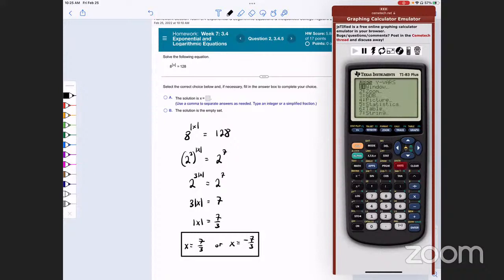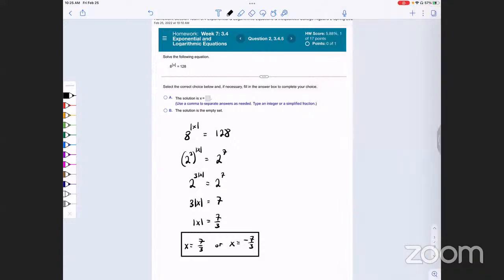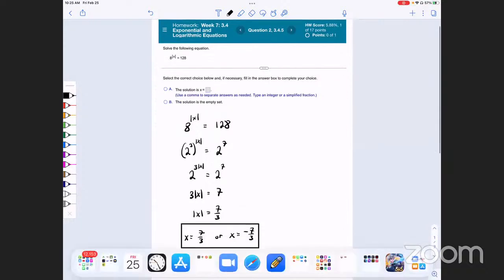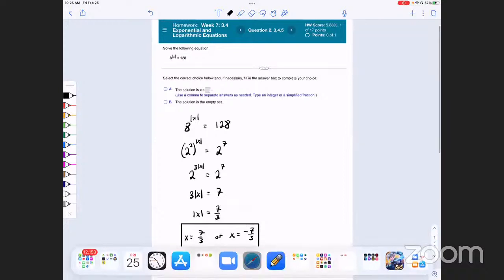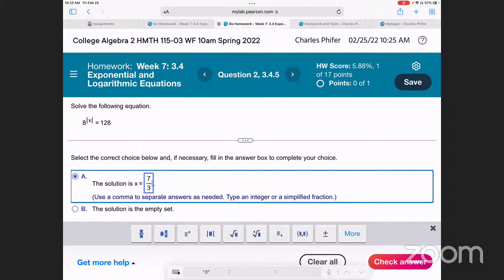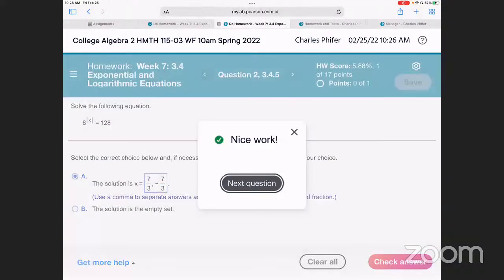To the left of the clear button, I'm going to hit variables. I'm going to go to the right to Y variables, number one, and number one again to call on my function. I'm going to put in 7/3. We should get 128. And then I'm going to put in -7/3. Being able to check your work like this gives you confidence in submitting a result, and it minimizes the number of times you have to retake an exam, because on the exam you don't get feedback until the end, right? So we got those two results, 7/3 and -7/3. This got it good.